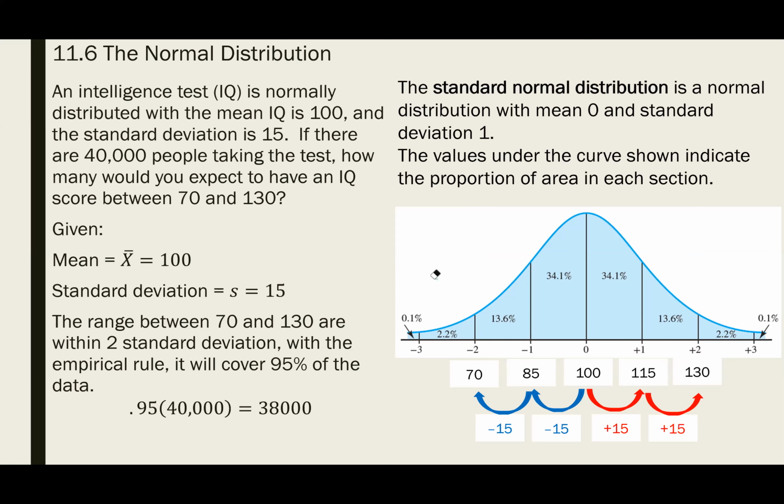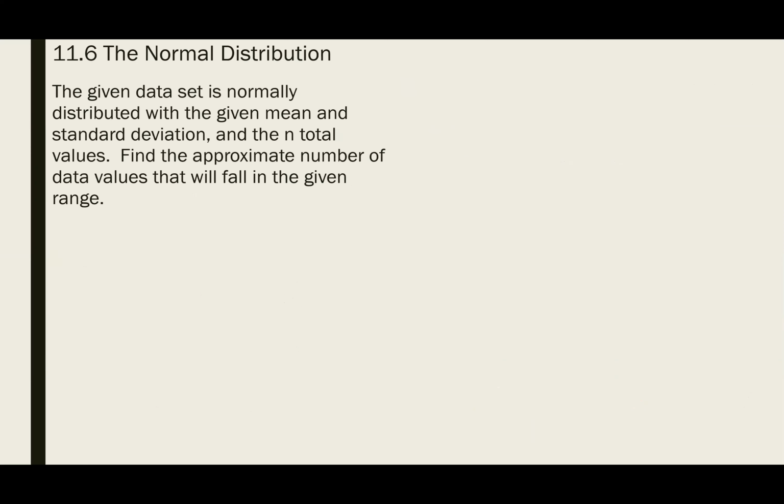Let's take a look at another problem. I know some of you guys are a little bit puzzled. Let's take a look at another problem, and then hopefully the second time around you will see it a little bit easier. The given data is normally distributed with the mean and the standard deviation, and the n, which is the number. Find the approximate number for the data value in the given range.